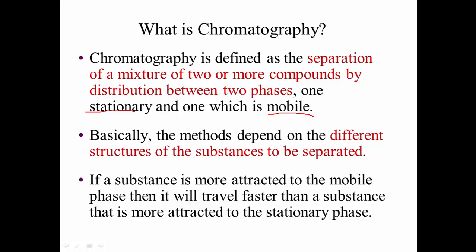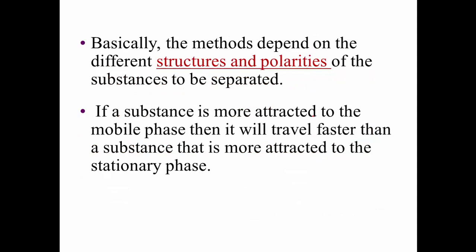They need to be attracted to both. So if they were only attracted to the mobile phase, they would all rise up the chromatography paper and go off the top of it. And if they're only attracted to the stationary phase, they wouldn't move at all. So they need to be attracted to both to varying degrees. So it's really their structure and eventually their polarity that will allow them to be separated.